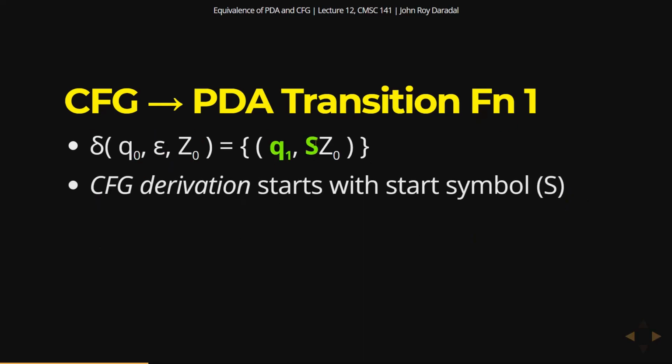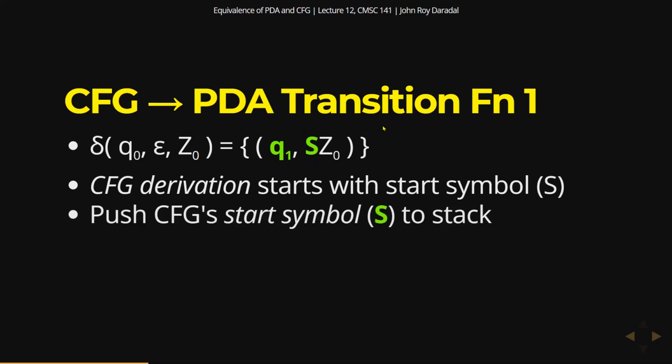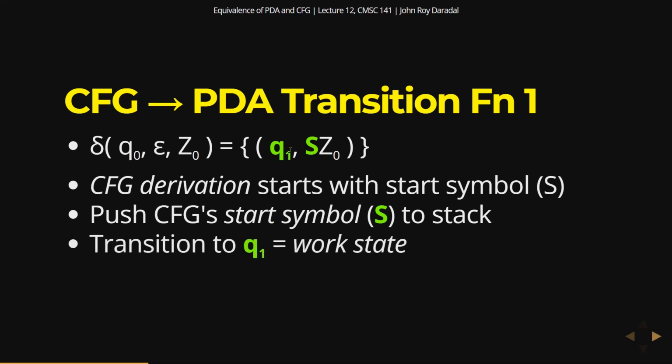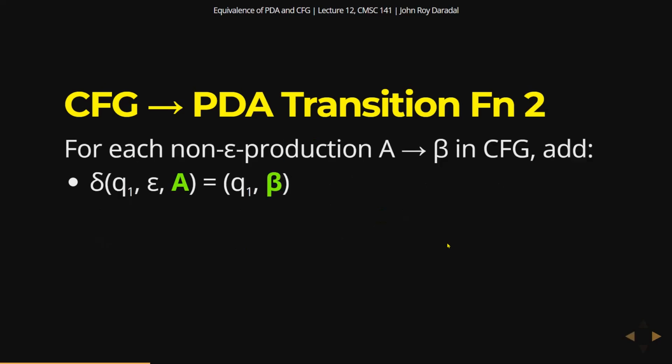We know that the derivation of the strings in the CFG starts with the start symbol, right? So of course we will push the start symbol onto the stack and transition to the work state Q1, because as we said, Q sub 1 is where all of the work gets done, right? Okay, so that's the first part of the transition function.